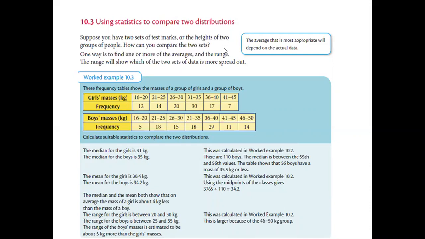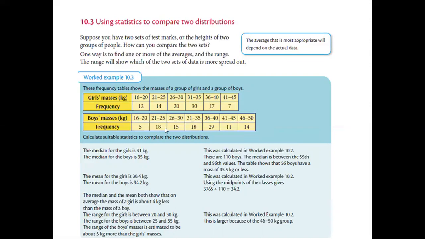And here, these frequency tables show the mass of a group of girls and a group of boys. We have two sets of data here, the first statistic and the second statistic, and we need to compare them. For example, the mass of girls in a classroom or at school. It's 100 girls, and how many boys do we have?